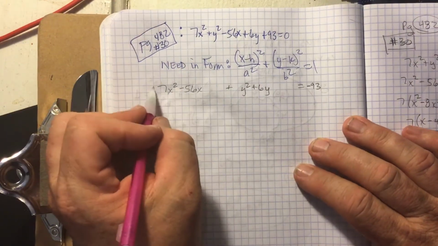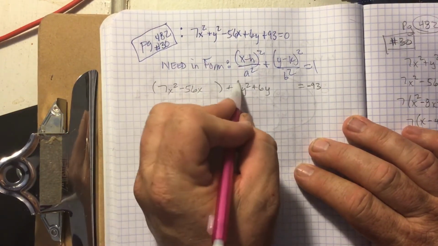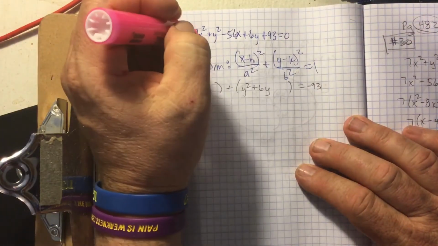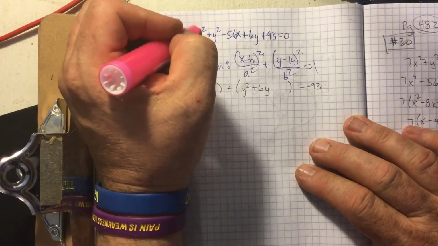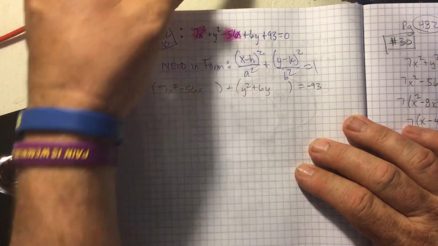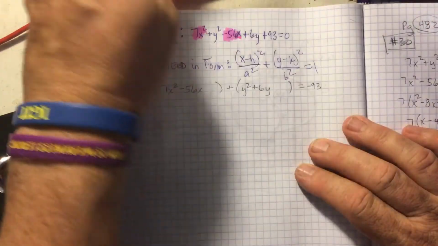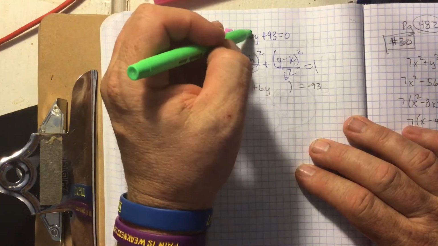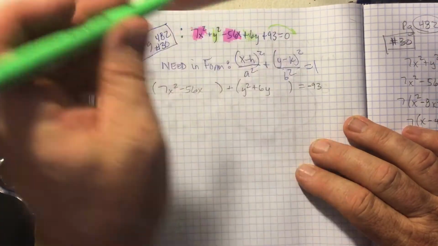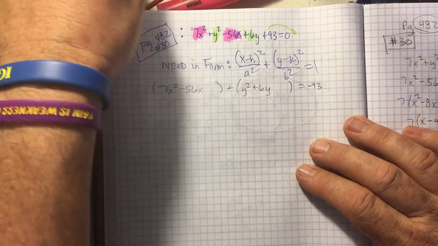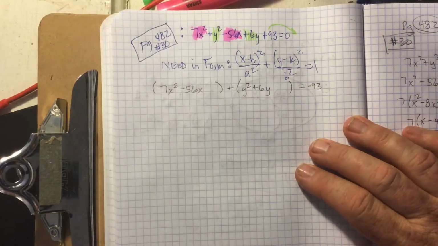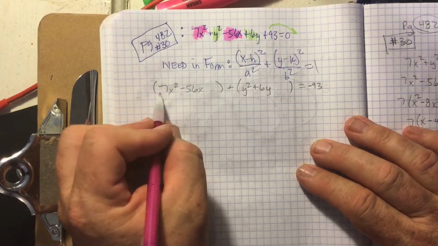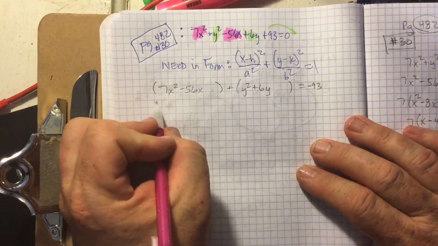I've got everything all set up to where I need. So basically all I did was rearrange those and those, and then I move this C over, just like we did for the circles. So now I got to complete the square, but I can't have this 7 here, so I got to factor out the 7.